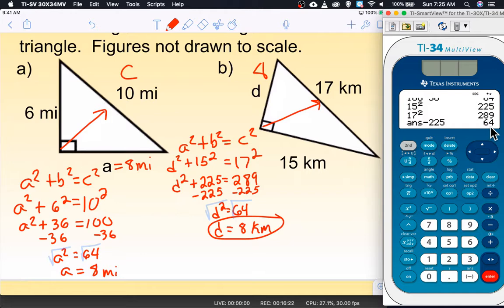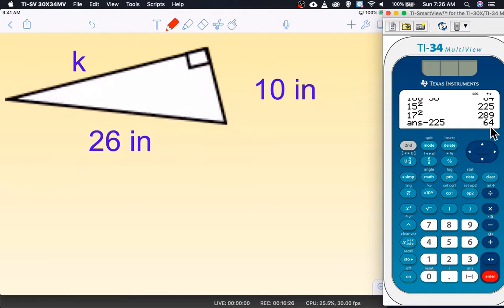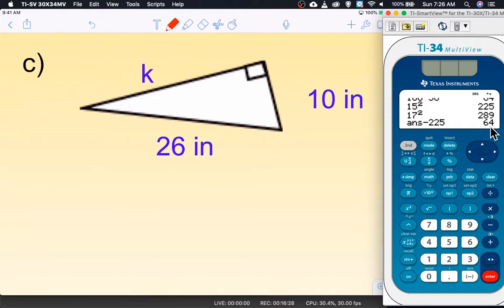Okay, so you've seen 2. 1 for you now. So go ahead and pause the video and do letter C here. When you're ready to continue, hit play and we'll go through it together.